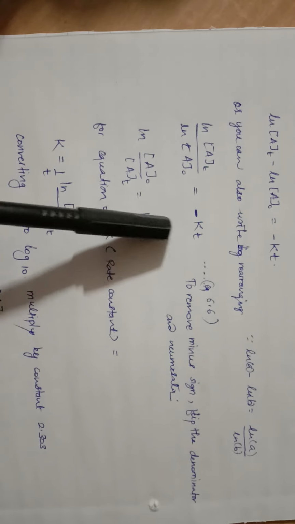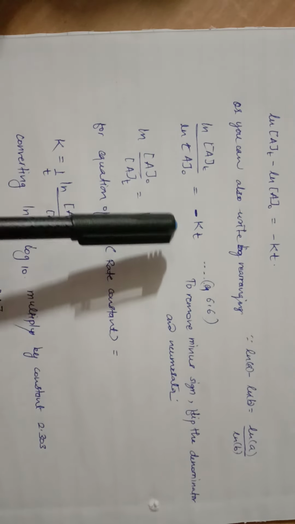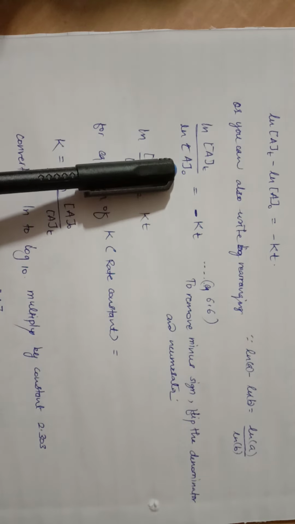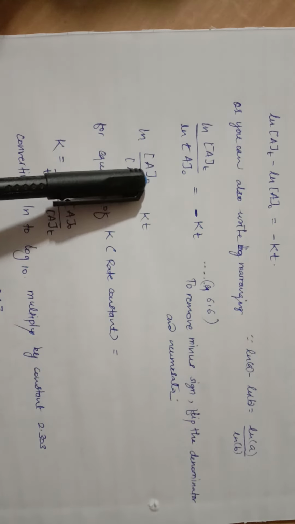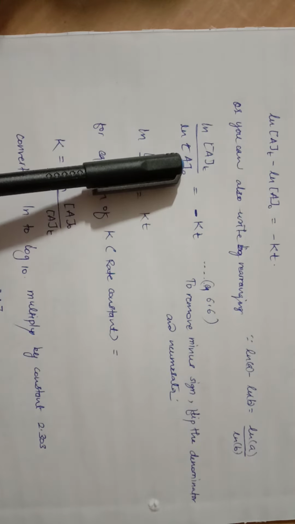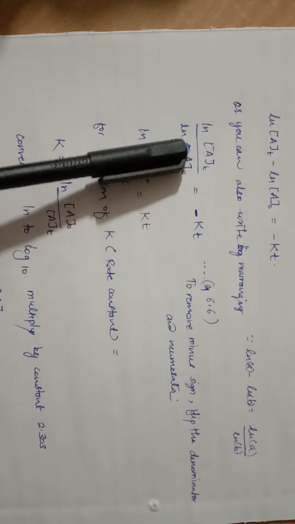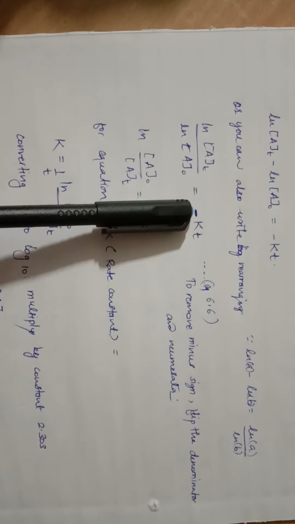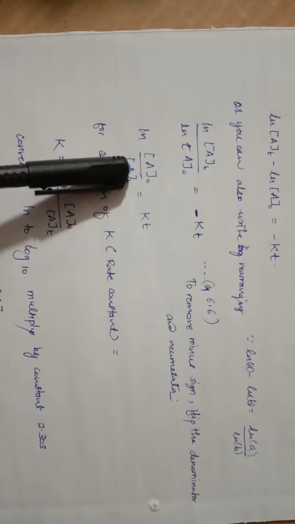See, while removing this minus sign, you have to just flip the fraction. Means A_0 is a denominator, you have to take it on the numerator side. So ln as it is, it was A_t upon A_0, so you have to write A_0 upon A_t. ln of A_0 upon A_t is equal to kt. We have removed this minus sign.